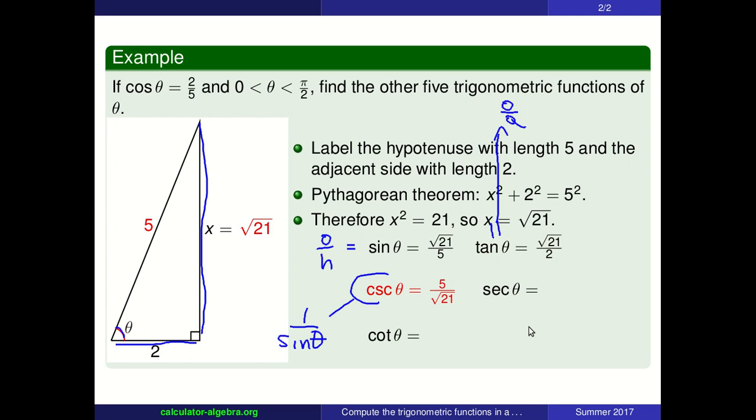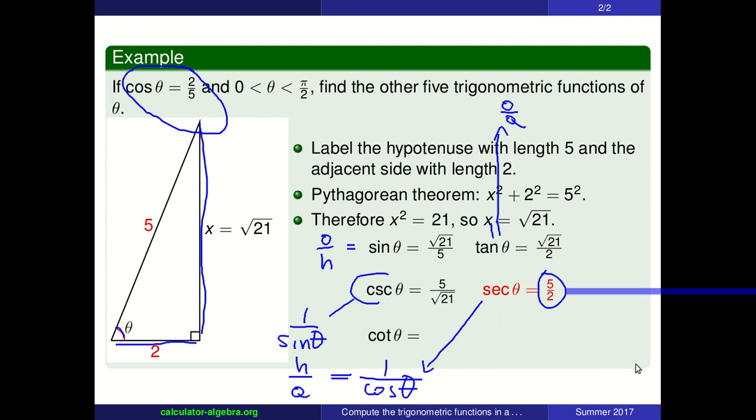Okay? And secant of theta, well, secant of theta, that was 1 over cosine of theta, right? Or if you wish, that would be the hypotenuse over the adjacent leg. So secant of theta, what is it? I'm sure you guessed it. It must be 5/2, right? So 1 over cosine of theta. So here's cosine of theta. It's 2/5. So 1 over 2/5 is, of course, 5/2.